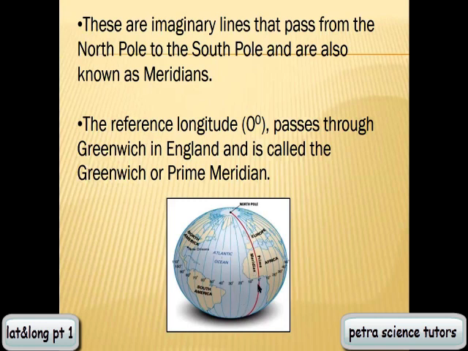So you can see the reference longitude, 0 degrees. The reference longitude 0 degrees passes through Greenwich in England. This one, the prime meridian, passes through a town called Greenwich in England, and it's called the Greenwich or prime meridian. So you just look at that diagram, you can see longitudes are coming like this.